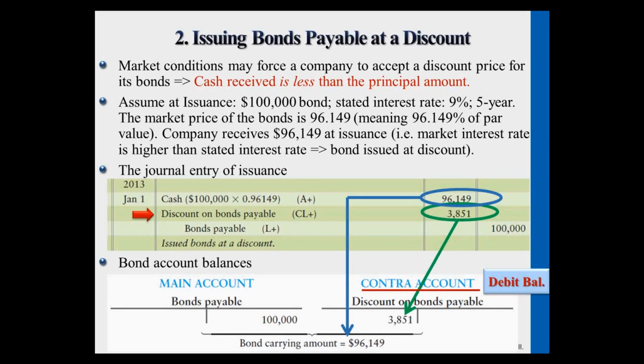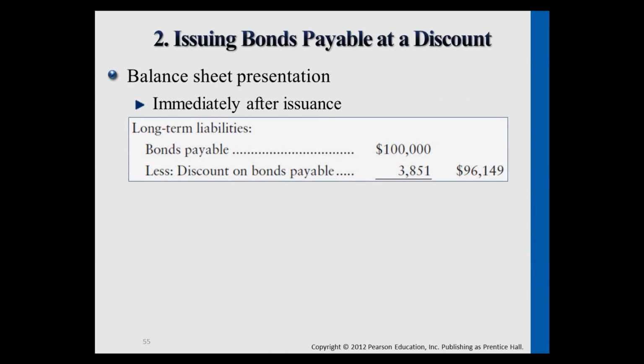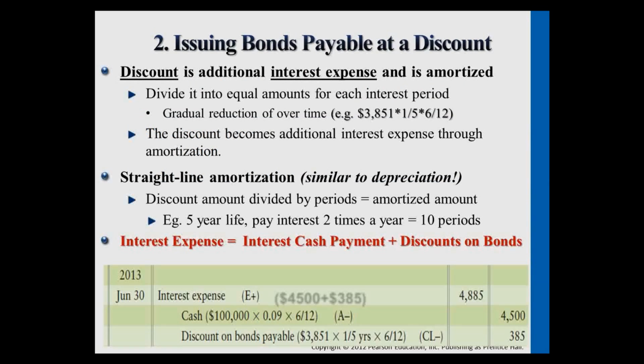Okay, so the purpose of spreading that discount is really to bring the bond's carrying amount up to $100,000, because at the end we're paying $100,000. Okay, so in accounting, we take care of this by spreading this discount. Consider this as additional interest expense. Every half a year, we journalize them together with cash interest payments.